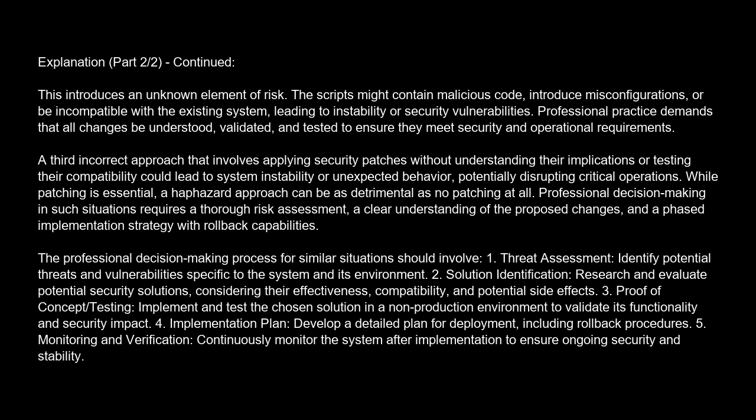The professional decision-making process for similar situations should involve: 1. Threat assessment. Identify potential threats and vulnerabilities specific to the system and its environment. 2. Solution identification. Research and evaluate potential security solutions, considering their effectiveness, compatibility, and potential side effects. 3. Proof of concept/testing. Implement and test the chosen solution in a non-production environment to validate its functionality and security impact. 4. Implementation plan. Develop a detailed plan for deployment, including rollback procedures. 5. Monitoring and verification. Continuously monitor the system after implementation to ensure ongoing security and stability.